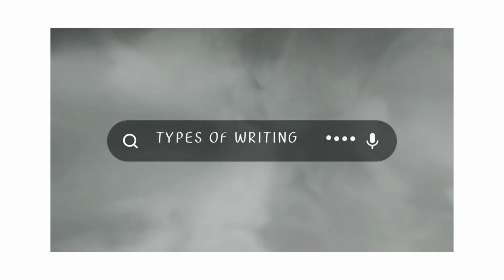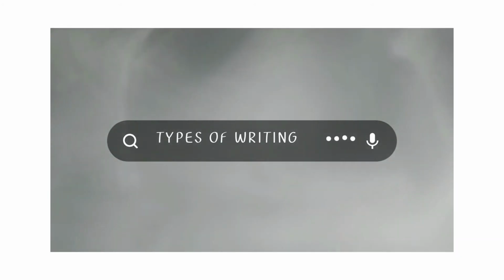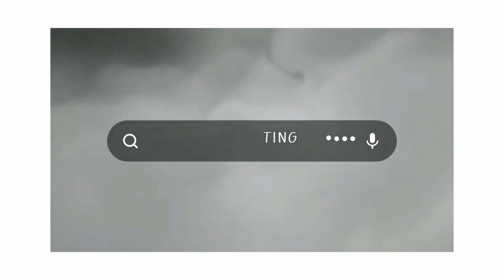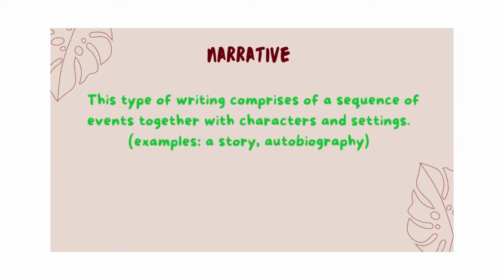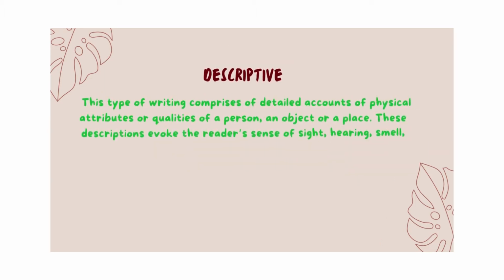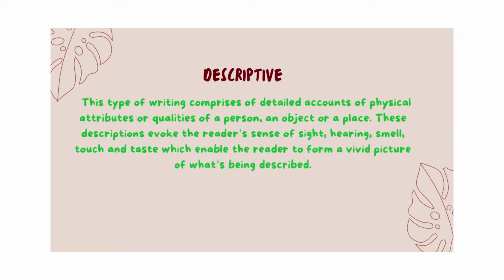Now it's time to know the types of writing. What are we writing? Narrative. This type of writing comprises of a sequence of events together with characters and settings. Descriptive. This type of writing comprises of detailed accounts of physical attributes or qualities of a person, an object, or a place. These descriptions evoke the reader's sense of sight, hearing, smell, touch, and taste, which enable the reader to form a vivid picture of what's being described.